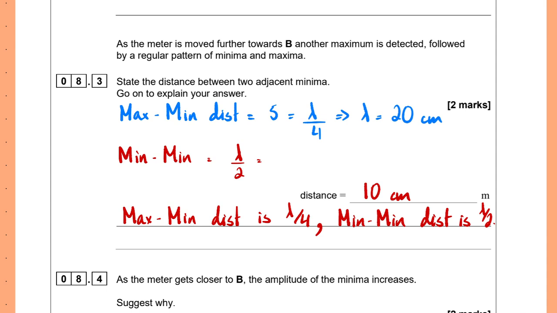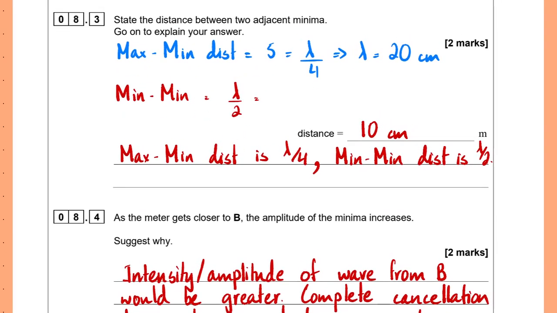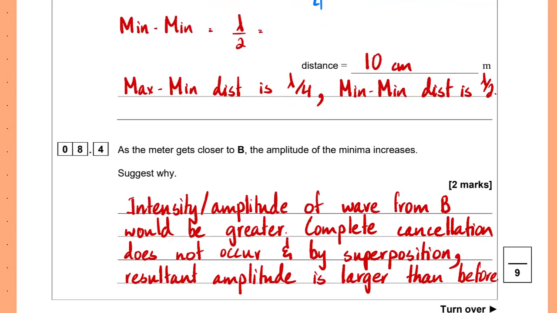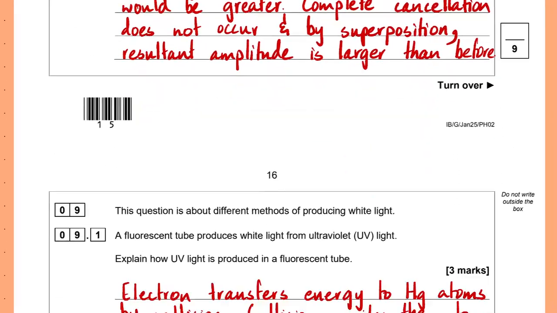So it makes sense that the further away I go from either of my sources of the waves, the amplitude decreases. So when I get closer to B, the amplitude, or I can say the intensity of the wave from B would be more than the amplitude or intensity from A. So now it does not cancel out as much, and by the principle of superposition, even if it's out of phase, they would now not be completely cancelling. So the resultant amplitude is larger than whatever it was before, because now there is not as much cancellation happening as was happening before.